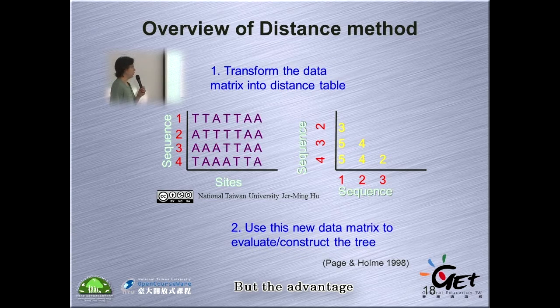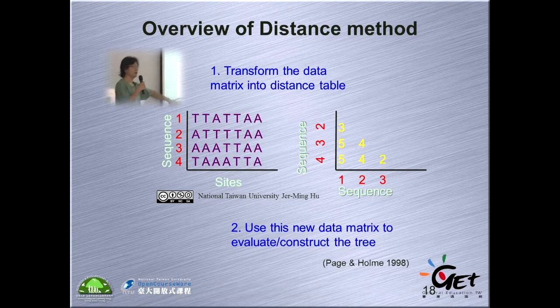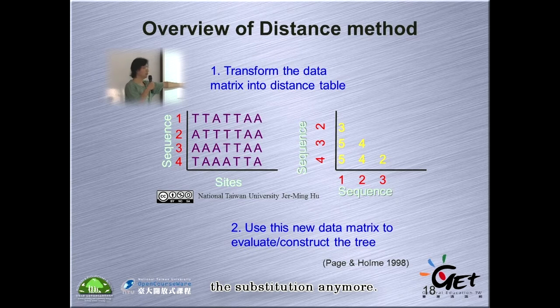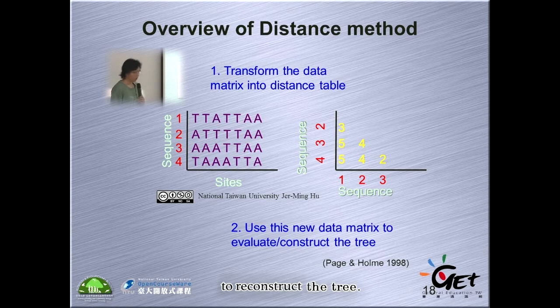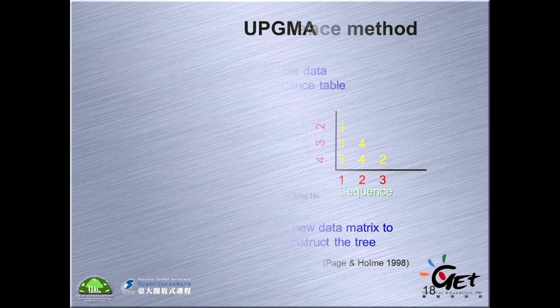But the advantage of this method is that it is very quick. You don't need to worry about the substitution anymore. You only calculate once, and everything is based on the distance. That's just numbers, and very easy to calculate. So there are some pros and cons for distance methods. And we'll use this new data matrix to reconstruct the tree.